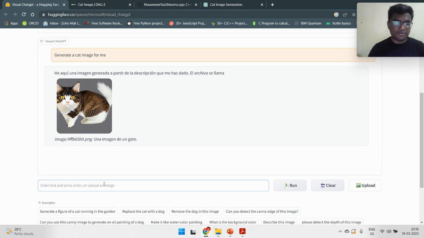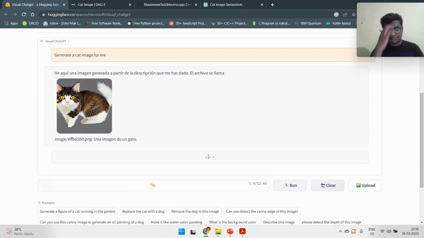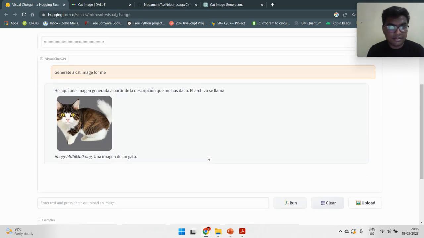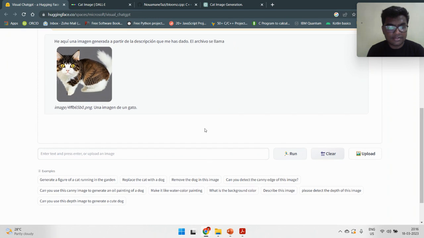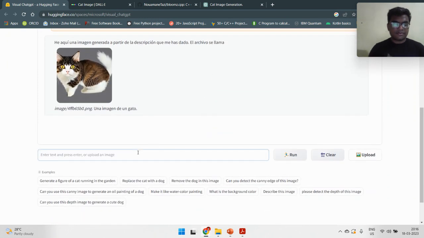Let's give an example. I'm going to replace a dog in the above image. Replace a dog in that image. Let's see whether GPT can understand it. Let's replace a dog in the cat image, like in the generated cat image.